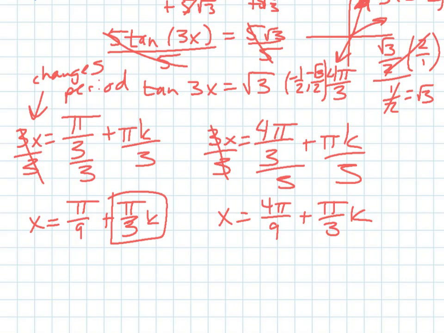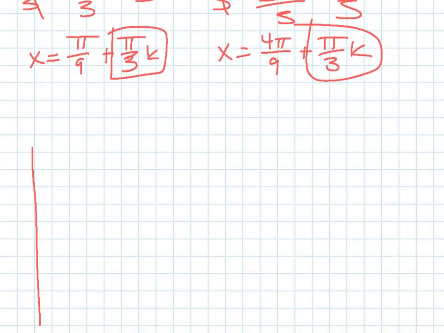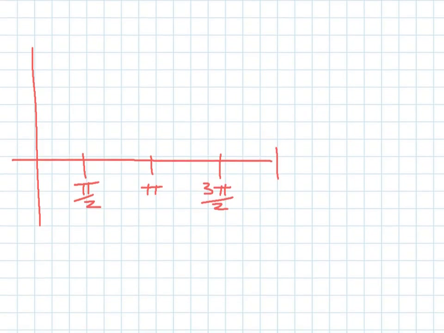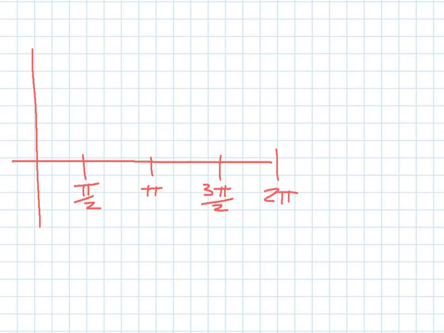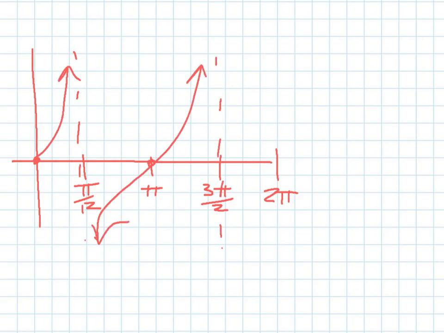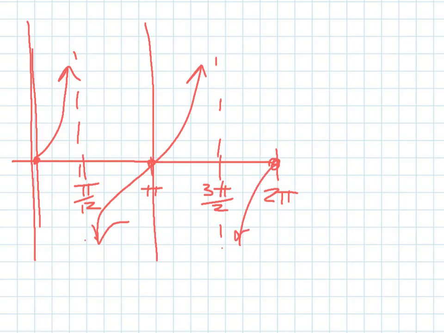Now, because we're in between 0 and 2 pi, those pi over 3k terms don't really matter, but they do help you find all the other solutions that happen. So like I was saying, for tangent, if you were graphing it, we would have this picture, right? So in between 0 and pi, there's 1 period. So now what you're doing is a third of that.